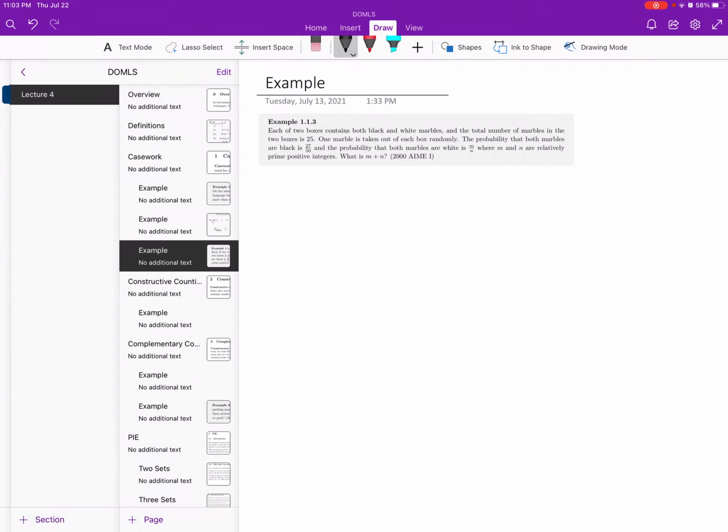So let's get started. So here we're going to actually use some number theory and divisibility stuff. So let's do it. Well, let's say that the number of marbles in the first box is A, and the number of marbles in the second box is B. We know that A plus B is 25. We also know that 50 divides AB, because 50 is in the denominator of this fraction.